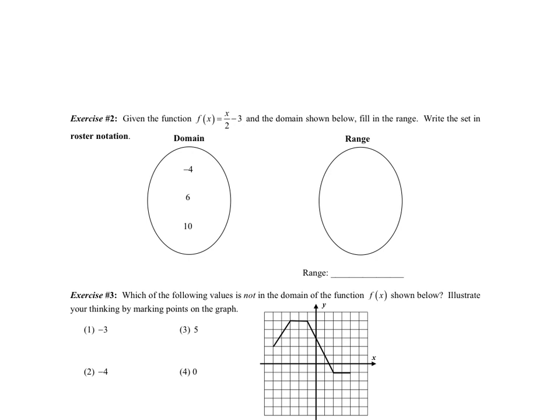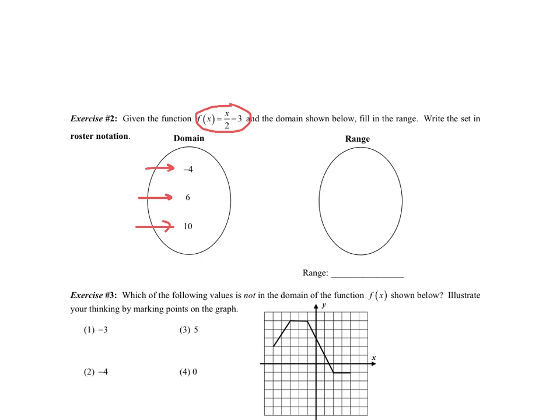So those last questions dealt with a graph. This little weird looking thing is called a mapping diagram. And it asks us something about roster notation. But basically what's happening here is they're giving us a function. Here's our definition of function. And the domain is shown below. In other words, these are the inputs, or the x values. They want to know what are the outputs.